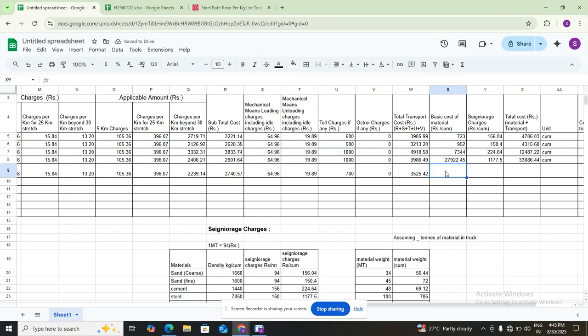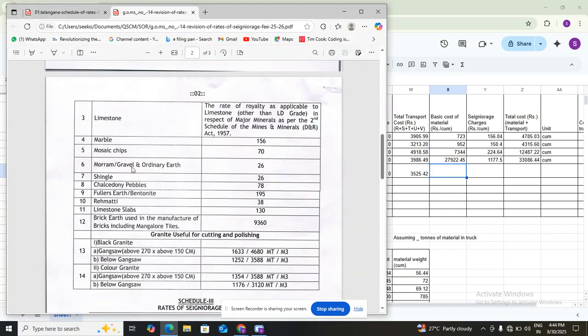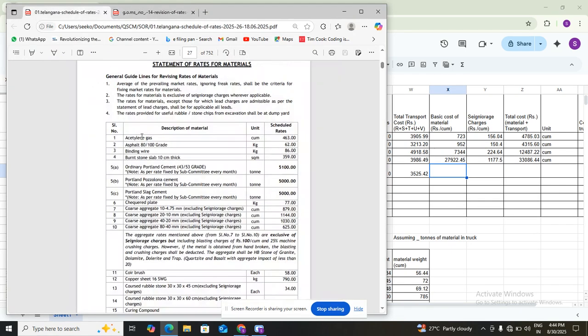What is the basic rate of the material? We need to check in the codes. What is the basic rate? The codes, aggregate 10 to 4.75 mm, excluding seigniorage charges, 879 rupees. Okay, 879 rupees.